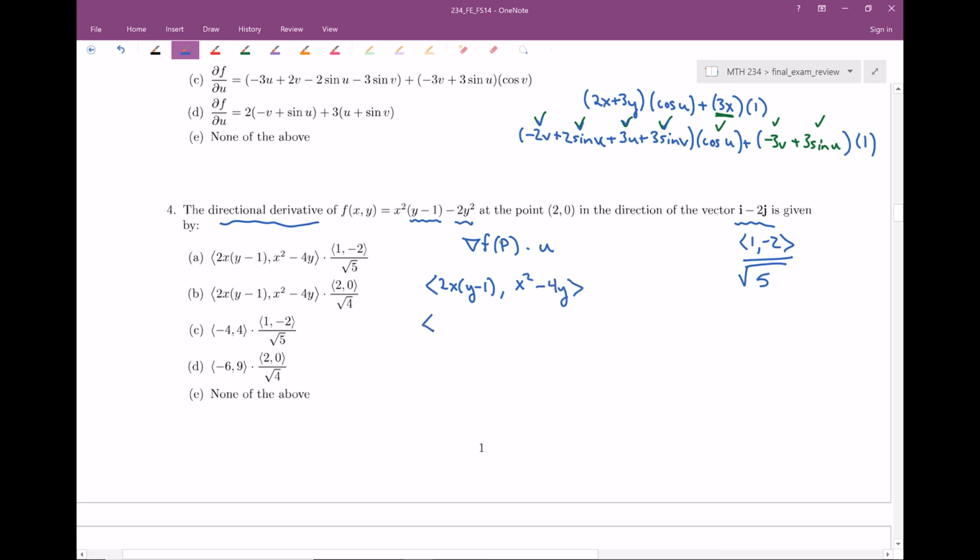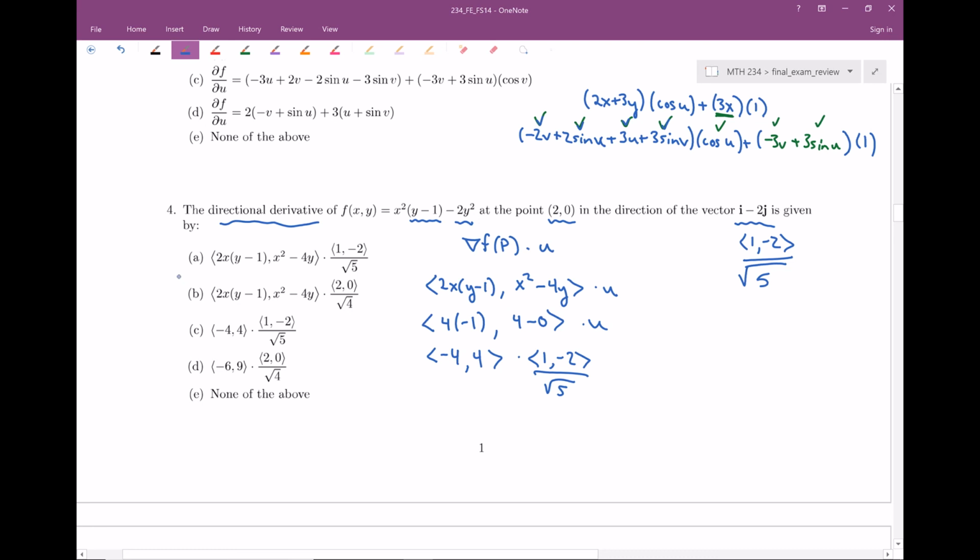So now let's go ahead and plug in our specific point. Our point here is 2, 0. So if I plug in 2 everywhere I see an x, and 0 everywhere I see a y, let's see, I'm going to get negative 4, 4. Okay, now I need to dot product that with my vector u. So my u in this case is 1 comma negative 2 over the square root of 5.